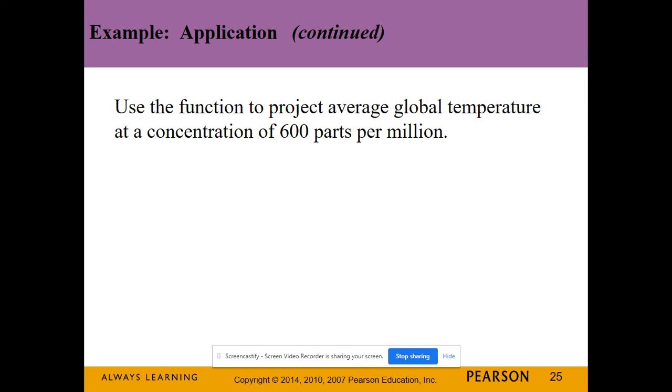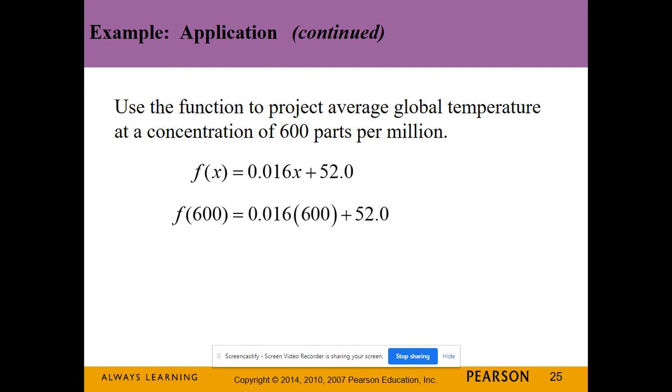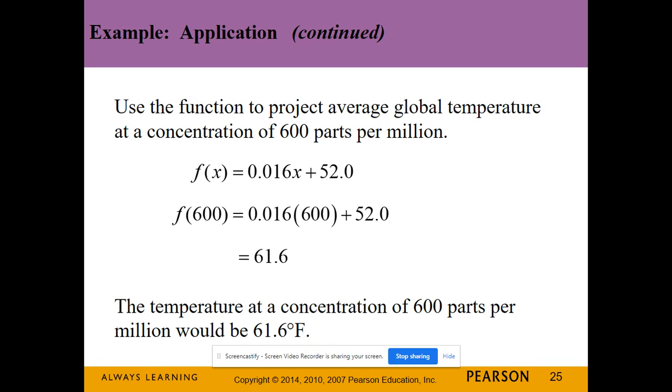Now we're going to use the function we created to project the average global temperature at a concentration of 600 parts per million. So you're going to substitute the 600 in for x, find f of 600, and you end up with 61.6. So the temperature at a concentration of 600 parts per million would be 61.6 degrees Fahrenheit.